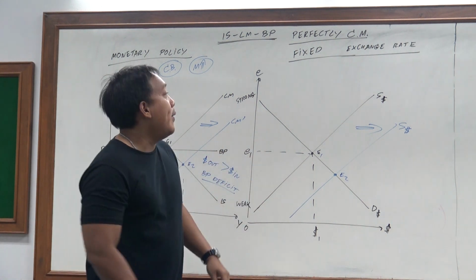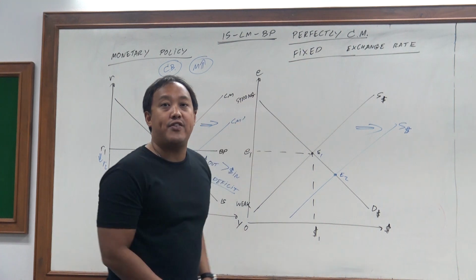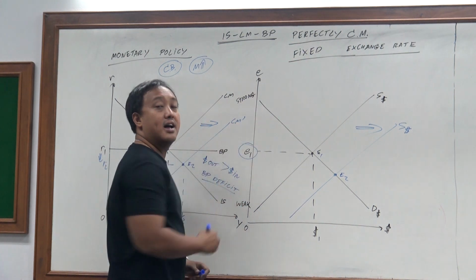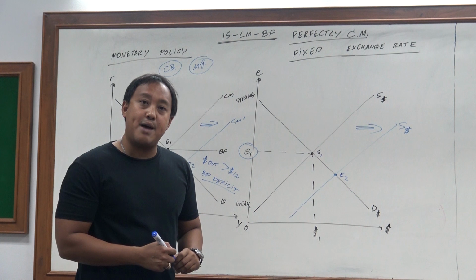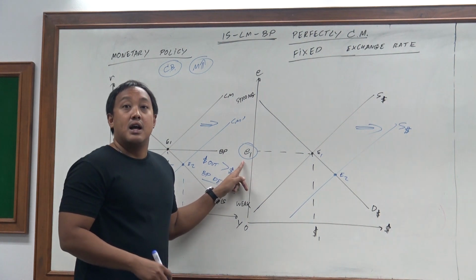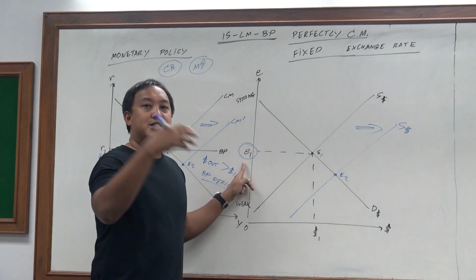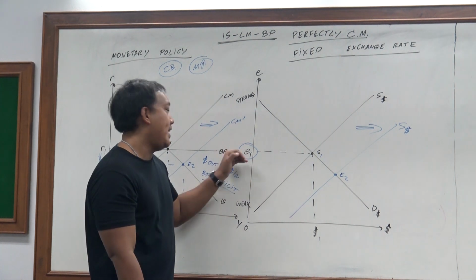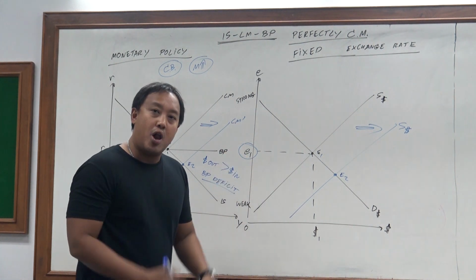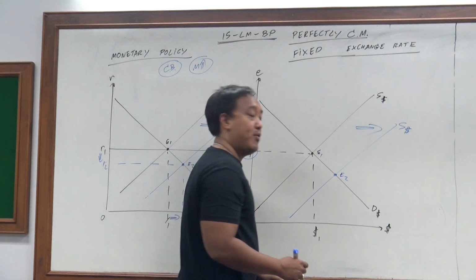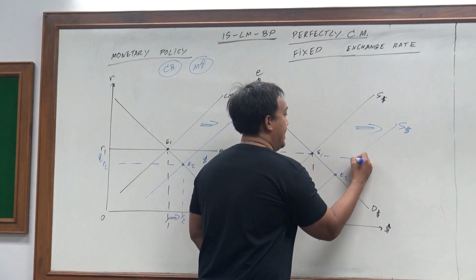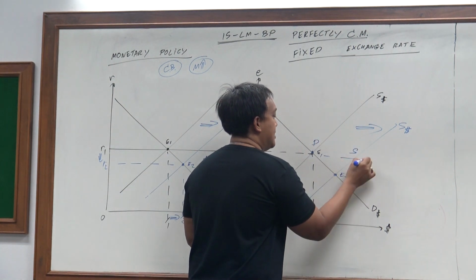Okay, but in this case, we use a fixed exchange rate. If we use a fixed exchange rate, it means that it cannot get weaker. The exchange rate stays the same at E1. Supply only shifts to the right because people want to sell more, but we fix the exchange rate at E1. What's the problem we have? The problem is that at E1, supply is here, demand is still here.